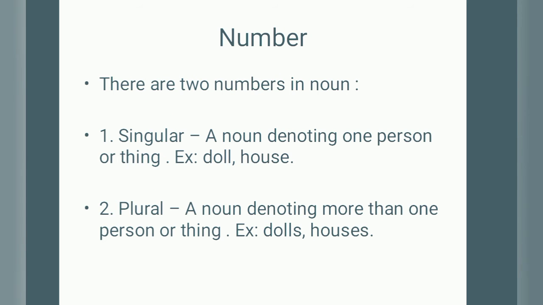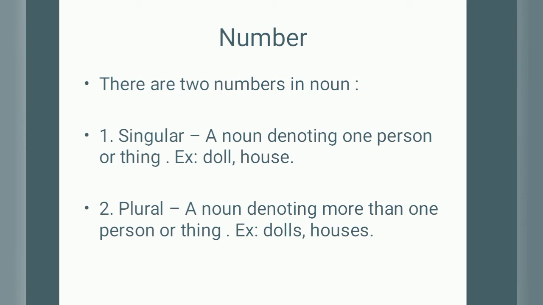Now we will talk about number. There are two numbers in noun. First one, that is singular number. Second, plural. Singular number, a noun denoting one person or thing, is called the singular number. As an example, doll, house, a boy, a girl. Here we are talking about only one thing, a single object. That is called the singular noun.